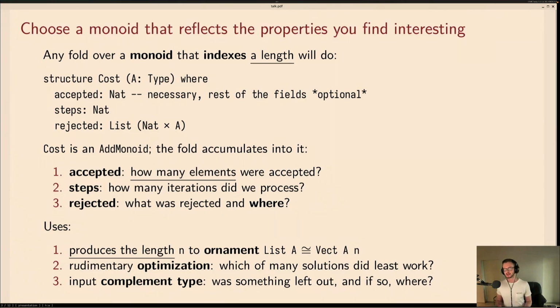Then the rejected one can be seen as a complement type. It doesn't necessarily have to be strictly a complement, but here I'm collecting that, if something wasn't accepted, then at what location did that happen? And maybe you could also have why that rejection happened.